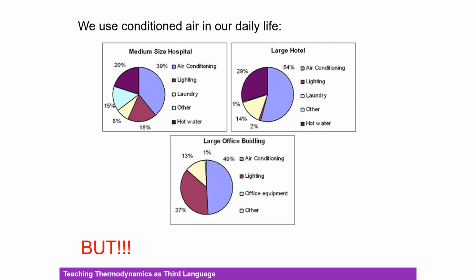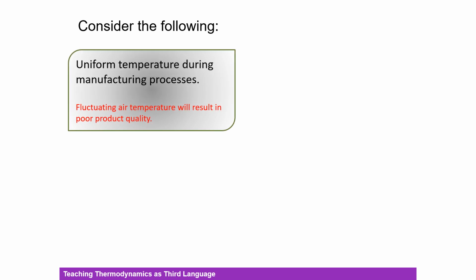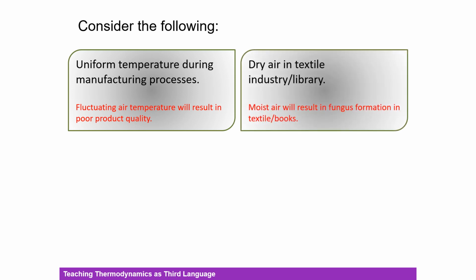So next, pay attention that we badly need conditioned air for other purposes too, not just for us to reach the human comfort level. We also need air conditioning to maintain a uniform temperature during manufacturing processes. This is because any fluctuating air temperature will result in poor product quality. So if you have non-uniform temperature during manufacturing processes, it can cause shrinkage, and this will result in poor product quality. And you also need dry air in textile industry and library.